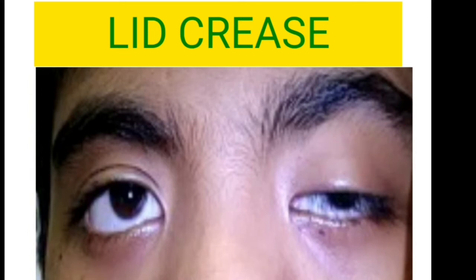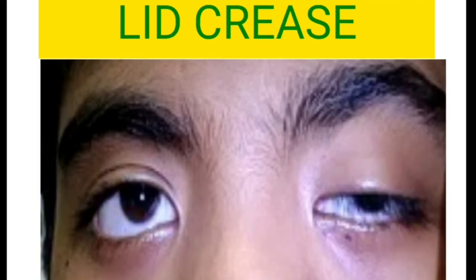So the normal lid crease, that is the distance between the upper eyelid margin to the lid crease, is 5 to 7 mm depending upon the sex of the patient. So why is it important? One is for the diagnosis of congenital ptosis, and the second is to mark the part where you have to create a lid crease to give a good cosmetic outcome.